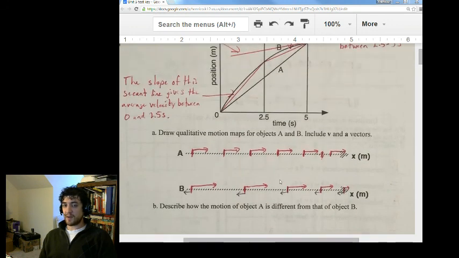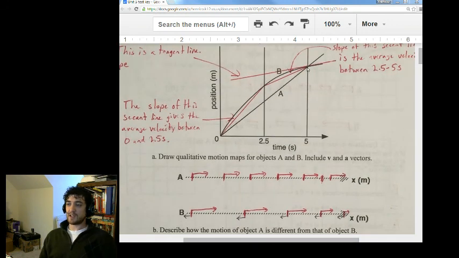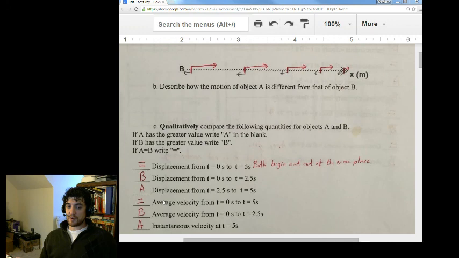The other way you can think about it is using slopes of secant lines. So if we go back up to the graph, if we were to draw a secant line for object B from 0 to 5 seconds, what we would find is that that secant line is actually simply the line that represents the motion of A. That is to say that on average, the motion of these two objects was identical from 0 to 5 seconds. So there are two reasons why we can say that their average velocities were equal.